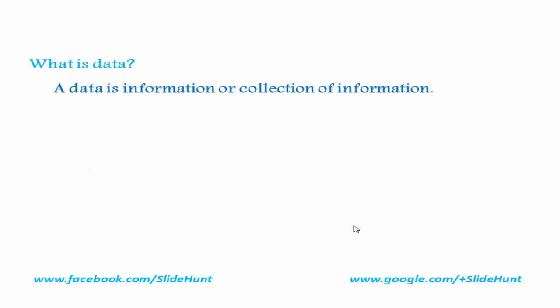A data is nothing but information or collection of information. In computer system, everything is considered to be a data. For example, a video, it is a data. An audio, it is a data. Images, it is also a data. So everything in computer system is considered to be a data. But their type is different. Some are audio, some are video, some are integer, some are character, etc. According to their type, we store, access and organize them in different ways.